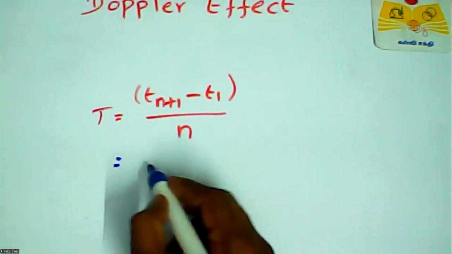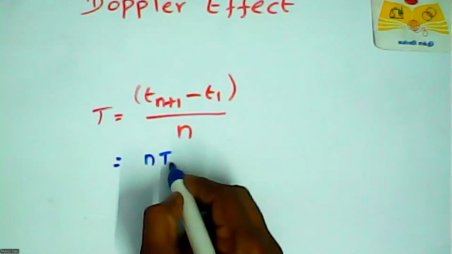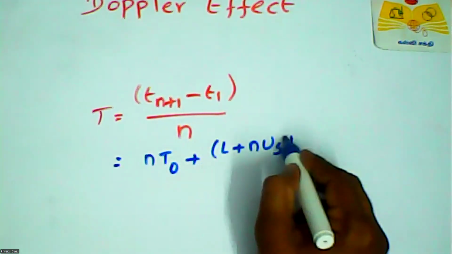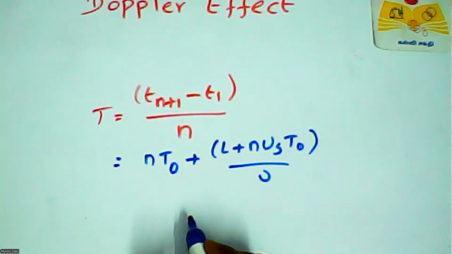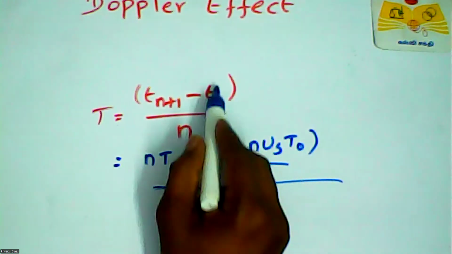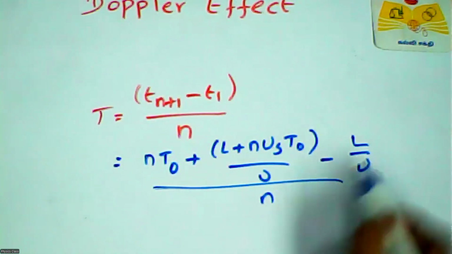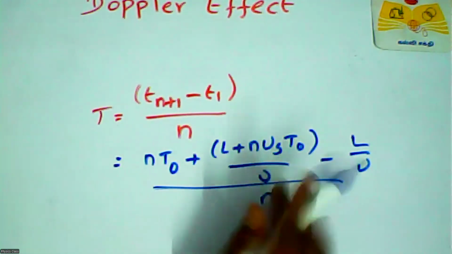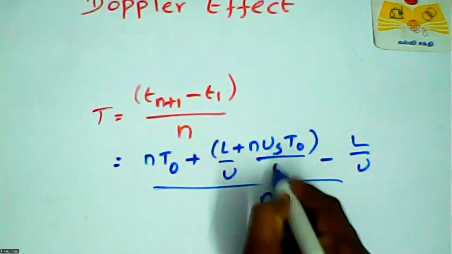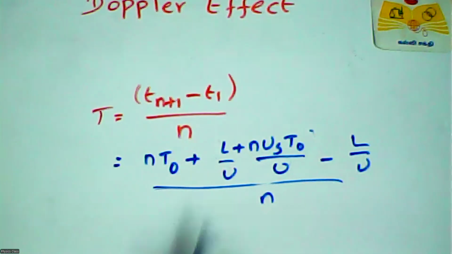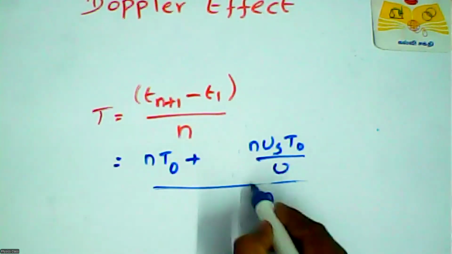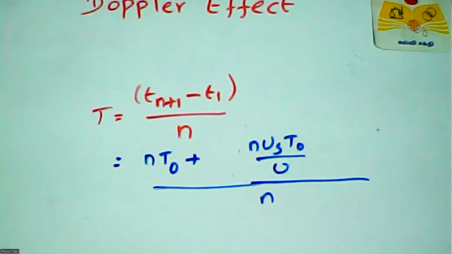Already we got the equation for t n plus 1: n t naught L plus n Vs t naught by V. And what is the value of t1? L by V. So you have to subtract L by V. Now this V belongs to these two quantities, so we will write it like this. These two quantities are the same, so L by V minus L by V cancel each other. So n t naught plus n Vs t naught by V, all by n.